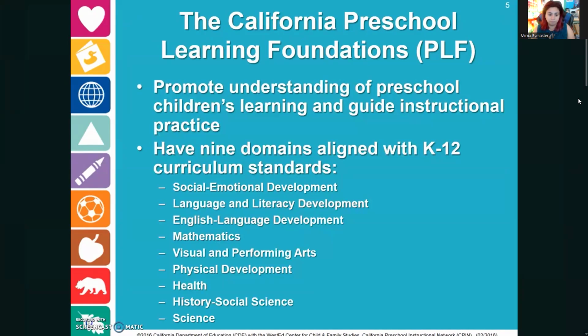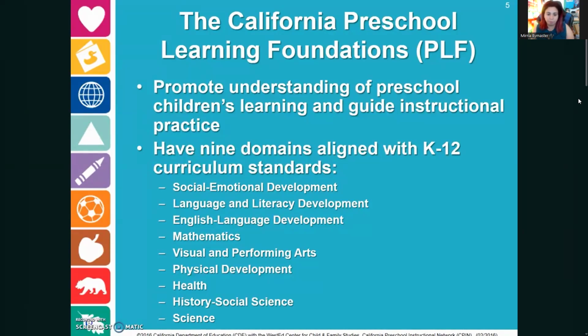The different domain areas in the frameworks and the foundations are aligned with K through 12 curriculum standards. And those 9 domain areas include social and emotional development, language and literacy, English language development, mathematics, visual and performing arts, physical development, health, history and social science, as well as science. Saddleback College will be offering foundations courses in each of the 9 domain areas. And in fact, we'll be offering 10 foundations courses because we'll be splitting that visual and performing arts into 2 different foundations courses.